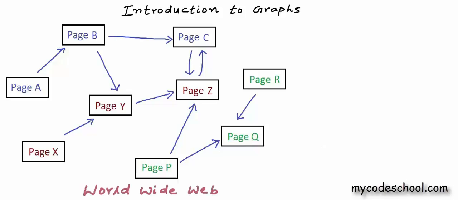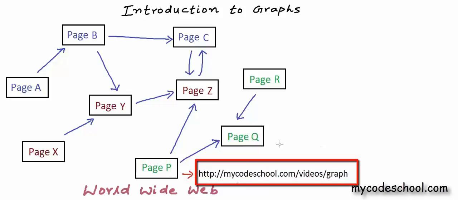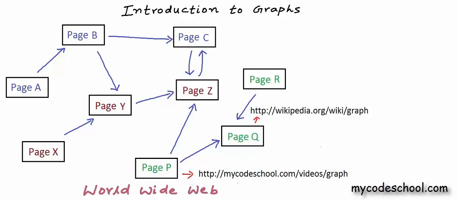Let's assume that in this example graph, page P is my mycodeschool tutorial on graph with this address or URL, mycodeschool.com/videos/graph. And let's say page Q is the Wikipedia article on graph with this URL, wikipedia.org/wiki/graph. Now on my page, that is page P, I have put a link to Wikipedia page on graph. If you are on page P, you can click on this link and go to page Q.